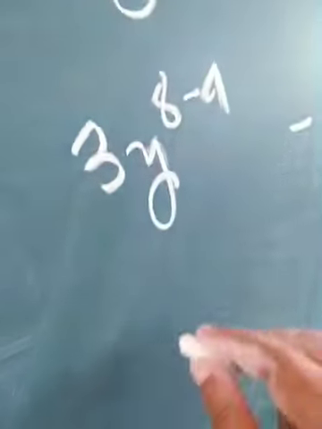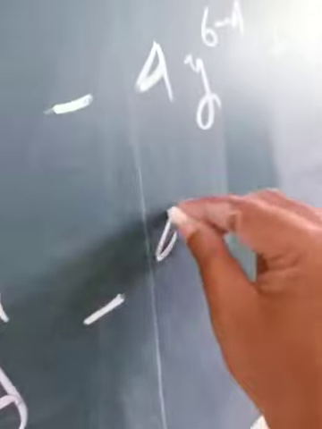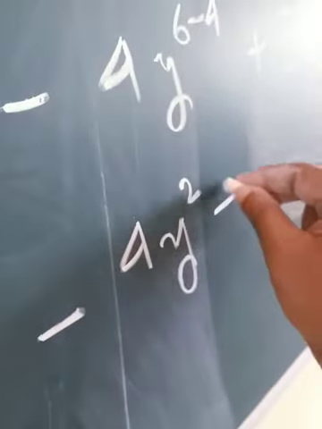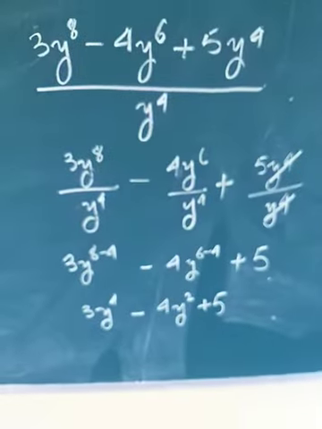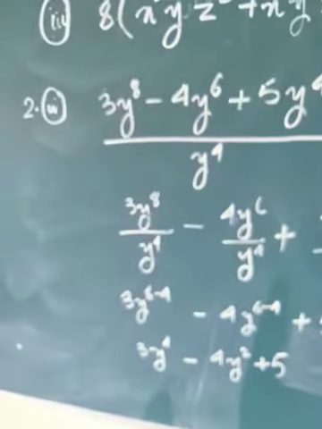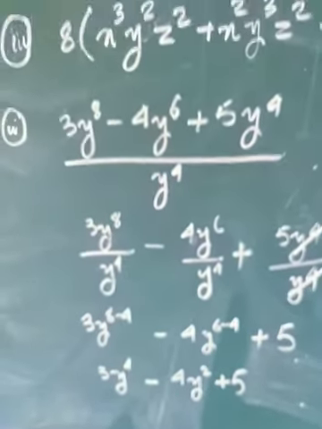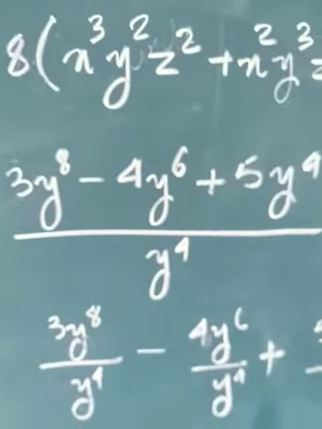Now what will be the answer of this? 3y to the power 4. What is the answer of this? 4y to the power 2, plus 5. So this is your required answer. Okay. So this is the solution of sum number 3 of question number 2. So let's move on to sum number 3 of question number 2.